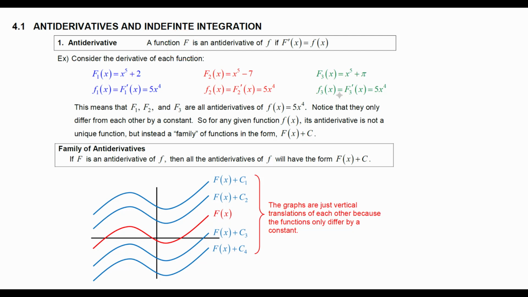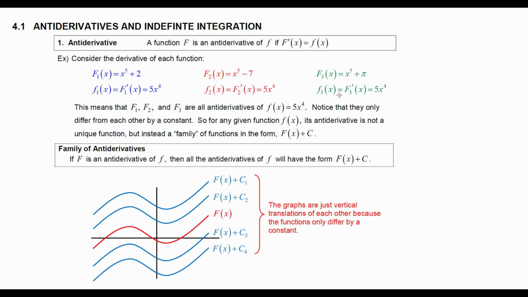Now consider the derivative of each function. Look at what's going on here. Capital F1 of x is x to the fifth plus 2. Capital F2 of x equals x to the fifth minus 7. Capital F3 of x equals x to the fifth plus pi.